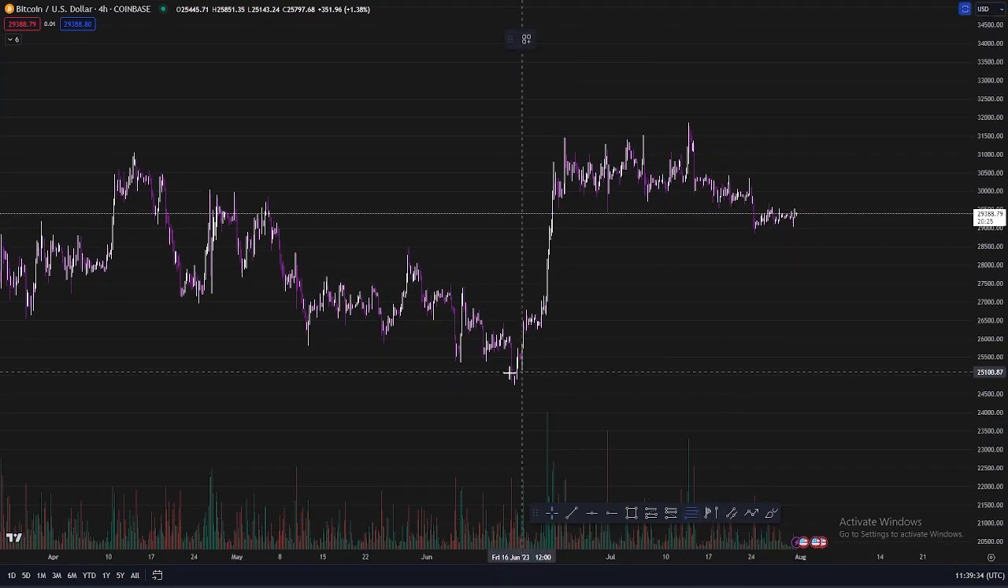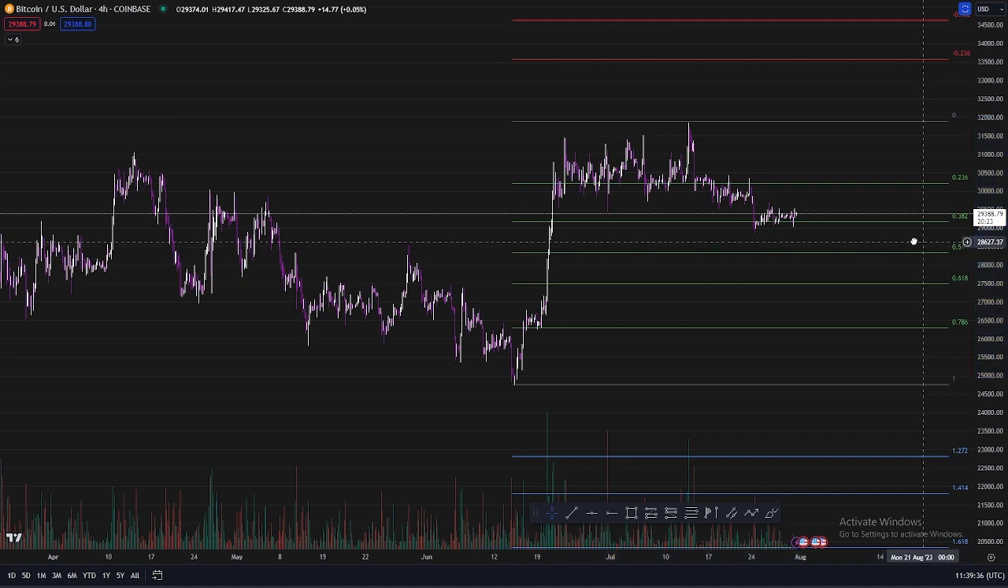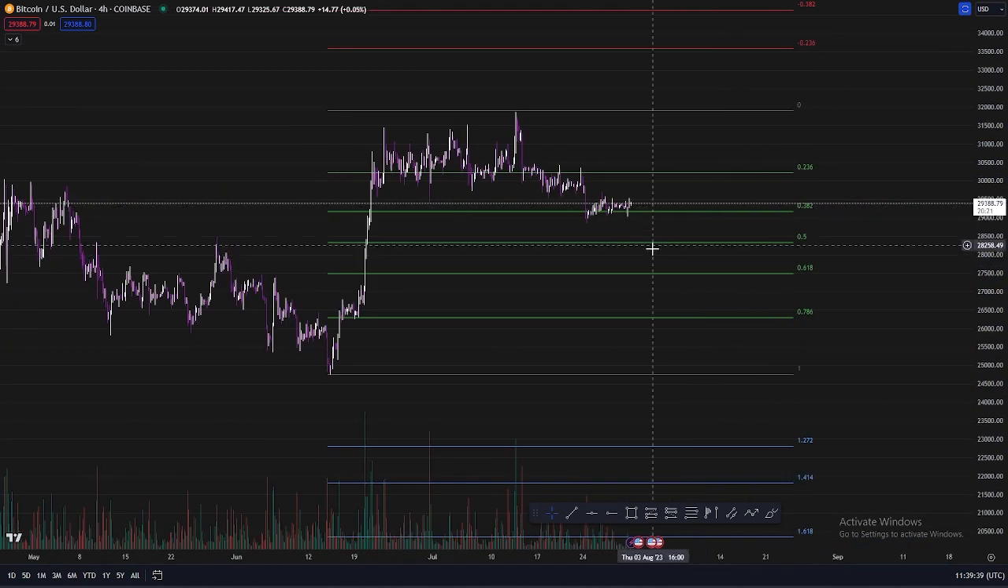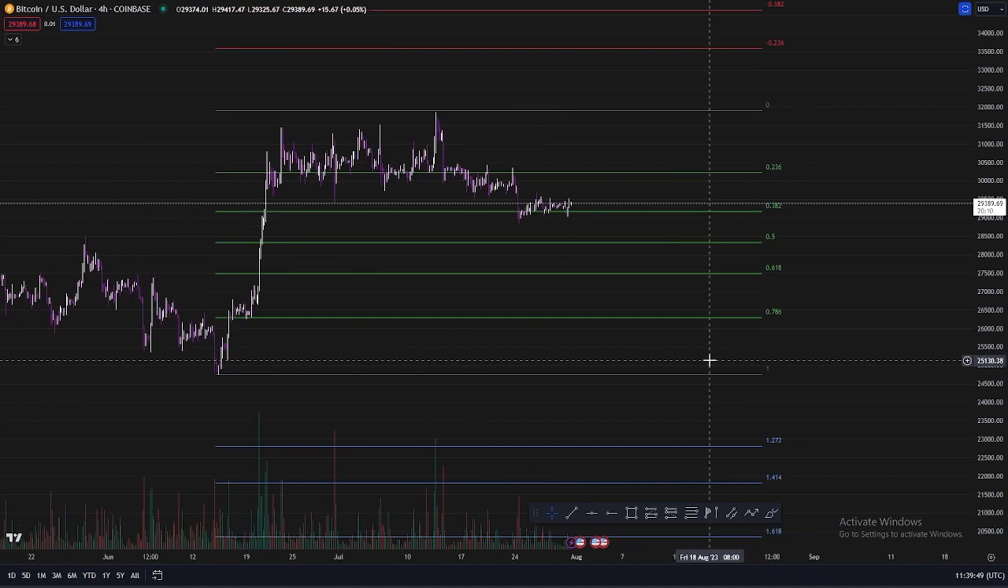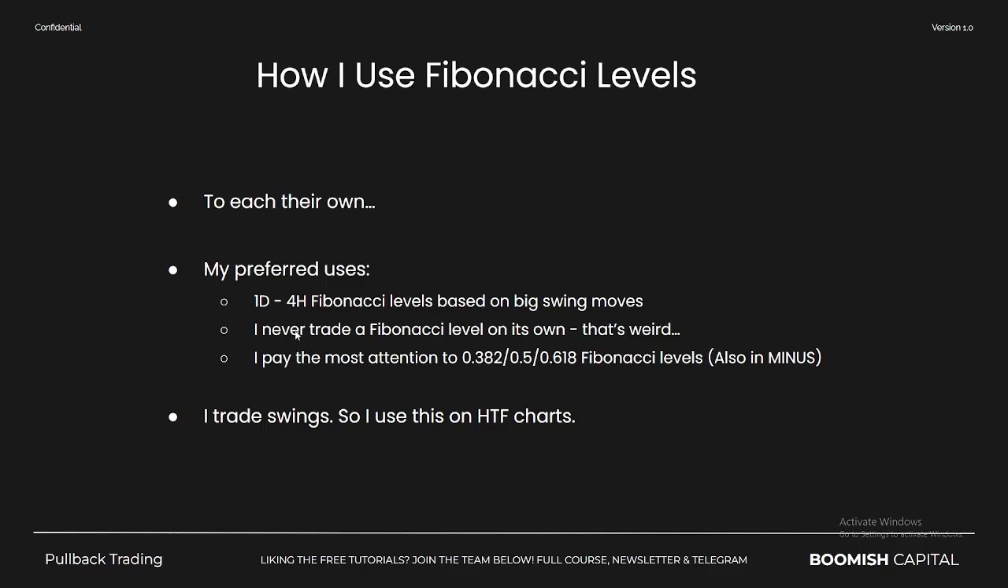So if anything, I would be looking at this for what the strength in the market looks like, and some type of retest of either of these levels for an entry long, something like that. Now, I'm not looking at that at all, and there's no confluence because I'm not really looking at anything else, but this could be some way to use it. Again, I never trade Fibonacci levels on its own.